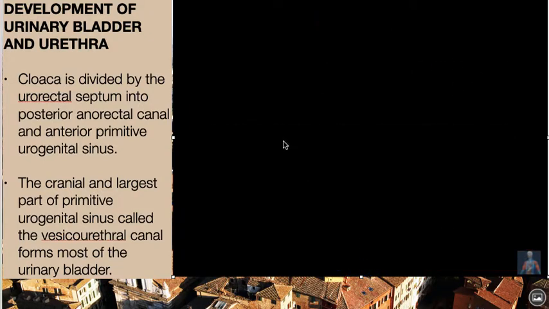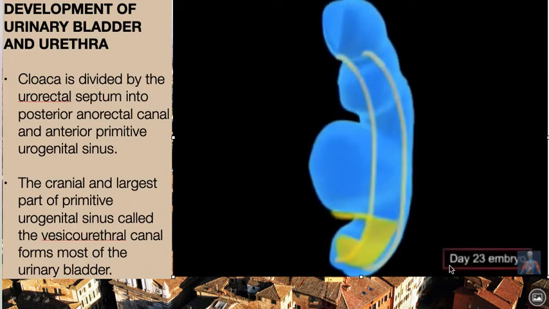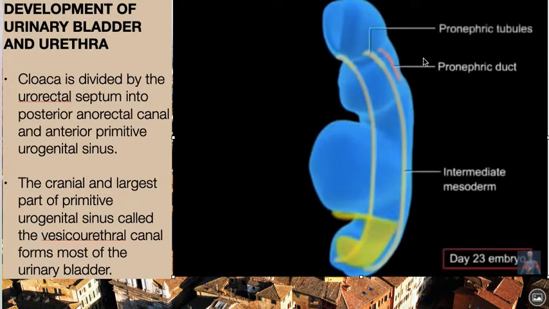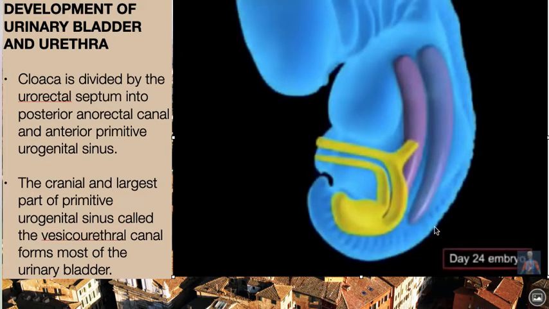So coming first to formation of the kidney, formation of the mesonephros. Okay, this is day 23 of the embryo. This is the pronephric duct, pronephric tubules, and the intermediate mesoderms. This is day 24 of the embryo, right?